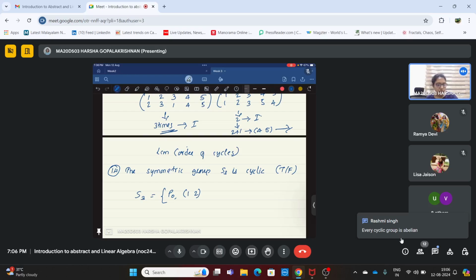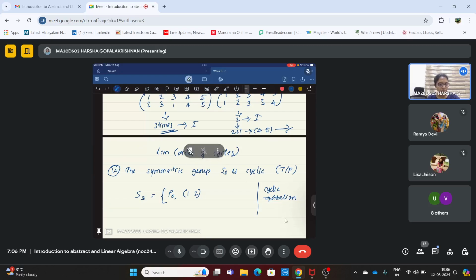Every cyclic group is abelian. Yeah, very good. That is enough actually. Because in case it is cyclic, it implies abelian. Okay. If this is cyclic, it should be abelian. But we have already seen it is not abelian. So there is no chance it is cyclic.